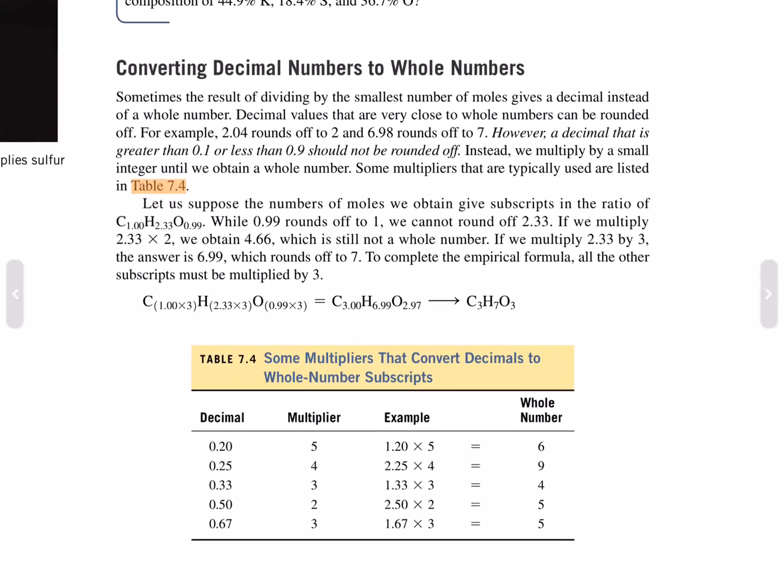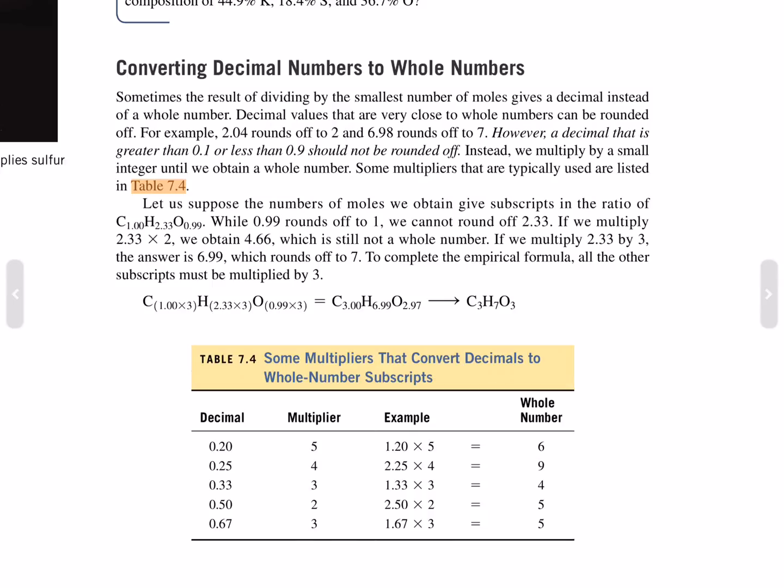Converting decimal numbers to whole numbers. Sometimes the result of dividing by the smallest number of moles gives a decimal instead of a whole number. Decimal values that are very close to whole numbers can be rounded off. For example, 2.04 rounds off to 2 and 6.98 rounds off to 7. However, a decimal that is greater than 0.1 or less than 0.9 should not be rounded off. Instead, we multiply by a small integer until we obtain a whole number. Some multipliers that are typically used are listed in Table 7.4.